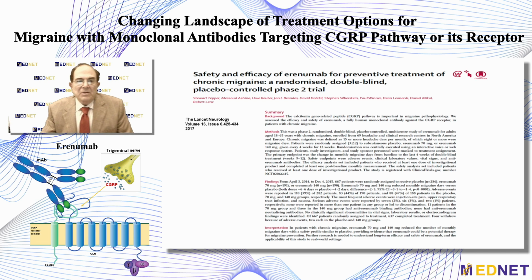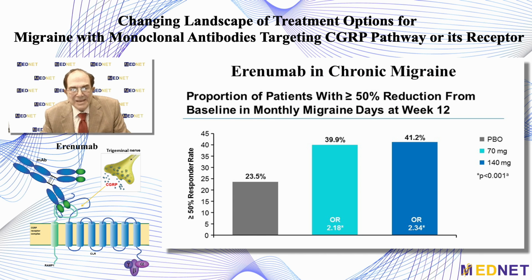The next study was the same medication, and this was a preventative treatment of chronic migraine. Chronic migraine differs from episodic migraine in the fact that the patients have 15 or more headache days per month. This was published in the Lancet Neurology, and I was one of the authors. And basically, if you look at chronic migraine, you look at 50% reduction, you're seeing a rate of approximately 40% in both doses of Erenumab and about 23.5% compared to placebo.